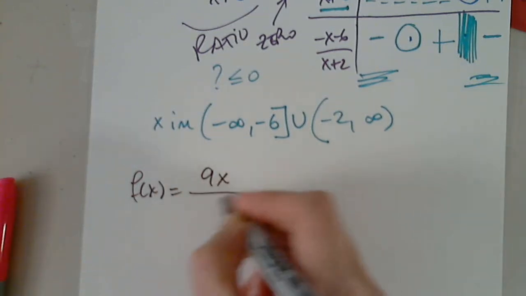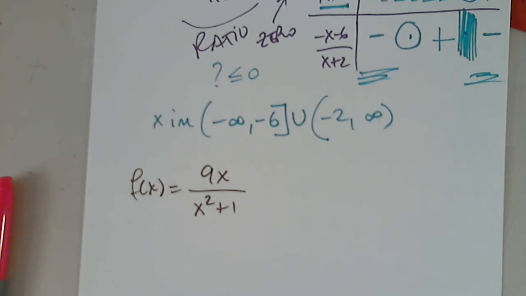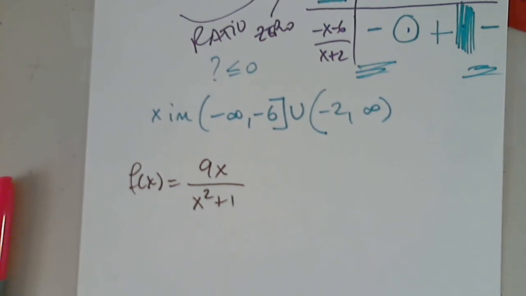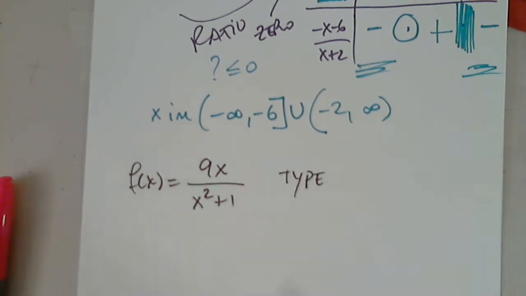f(x) equals 9x over x squared plus 1, models the concentration of a drug in the bloodstream of a patient in milligrams per liter, x hours after the patient is injected with the medicine. Answer the following questions. Find the horizontal asymptote of this graph. First of all, we have to identify the type. Once we know the type, then we easily identify the horizontal asymptote.